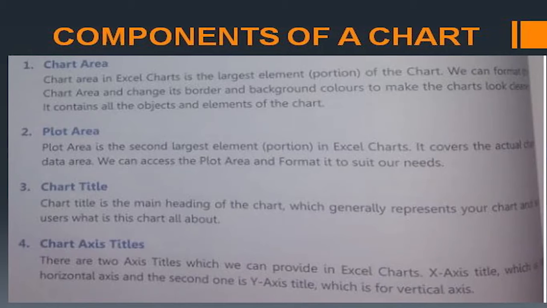Next, chart x-axis. You already know from mathematics the x-axis and y-axis. This is called the chart x-axis. There are two axis types which we can provide in an Excel chart. First one is the x-axis, which is the horizontal axis. Second one is the y-axis, which is the vertical axis. Horizontal means horizontal lines, and vertical means straight lines.